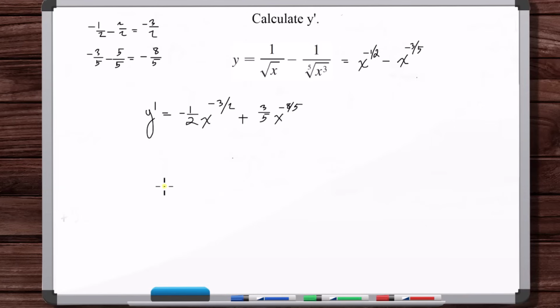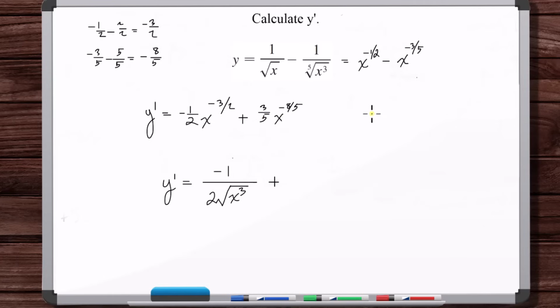Okay, so this is the derivative. Let's just write this in the cleanest form that we can write it in. So we've got 2 square root of x cubed, all that under 1. This is minus. Okay, now this is going to be 3 over 5x to the 8/5.